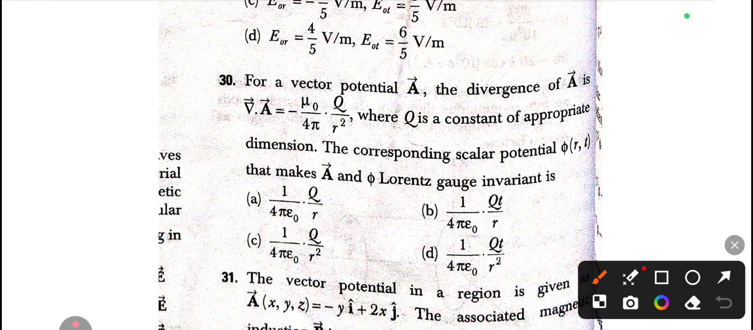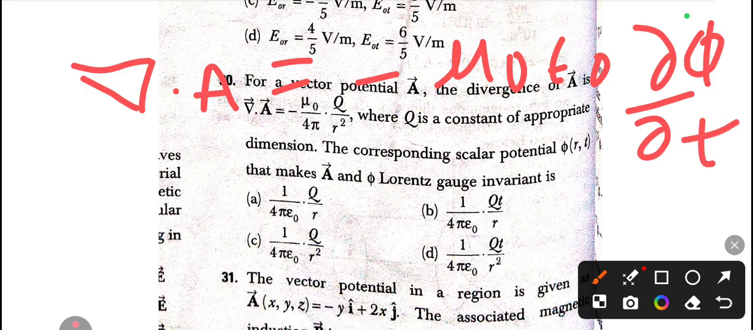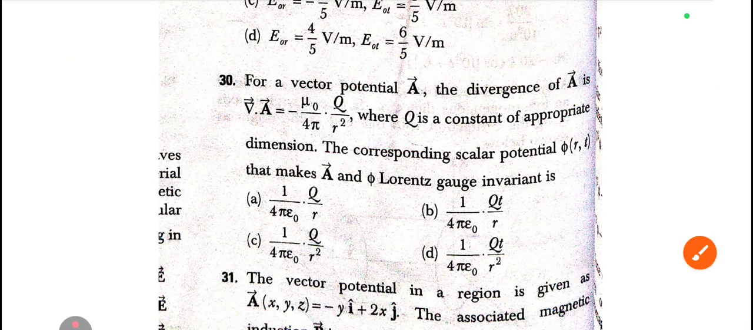Question number 30 is a direct consequence of the Lorentz gauge equation. That equation is del dot A equals minus mu naught epsilon naught partial phi over partial t. If we compare, we get epsilon naught equals 1 over 4 pi and partial phi over partial t equals q over r square.